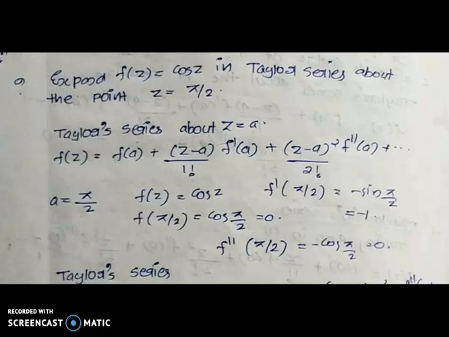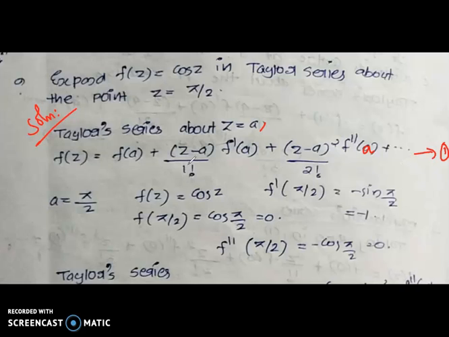Okay, now we'll do a problem. Expand f of z is equal to cos z in Taylor series about the point z is equal to pi by 2. So here the solution: Taylor series about z is equal to a. This is our general equation. Taylor series about z is equal to a is f of z equal to f of a plus (z minus a) by 1 factorial f dash of a plus (z minus a) the whole square by 2 factorial f double dash of a plus etc. So this is equation number 1.